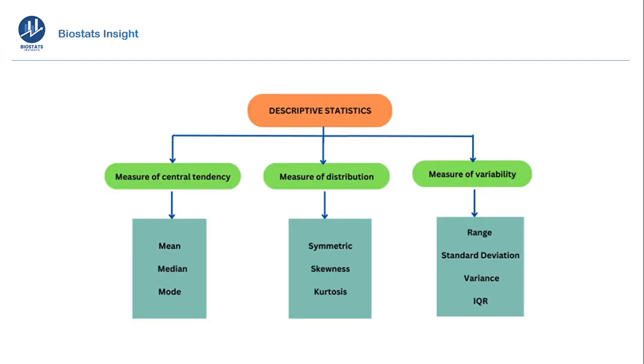Descriptive statistics has multiple categories like measure of central tendency, measure of dispersion, and measure of variability. Measure of central tendency is further divided into categories like mean, median, mode. Measure of dispersion or measure of distribution is divided into symmetry, skewness and kurtosis. Measure of variability is divided into range, standard deviation, variance, and IQR. Each and every topic we will discuss further and understand what it is, how to use it, what its merits and demerits are, and how to calculate it.